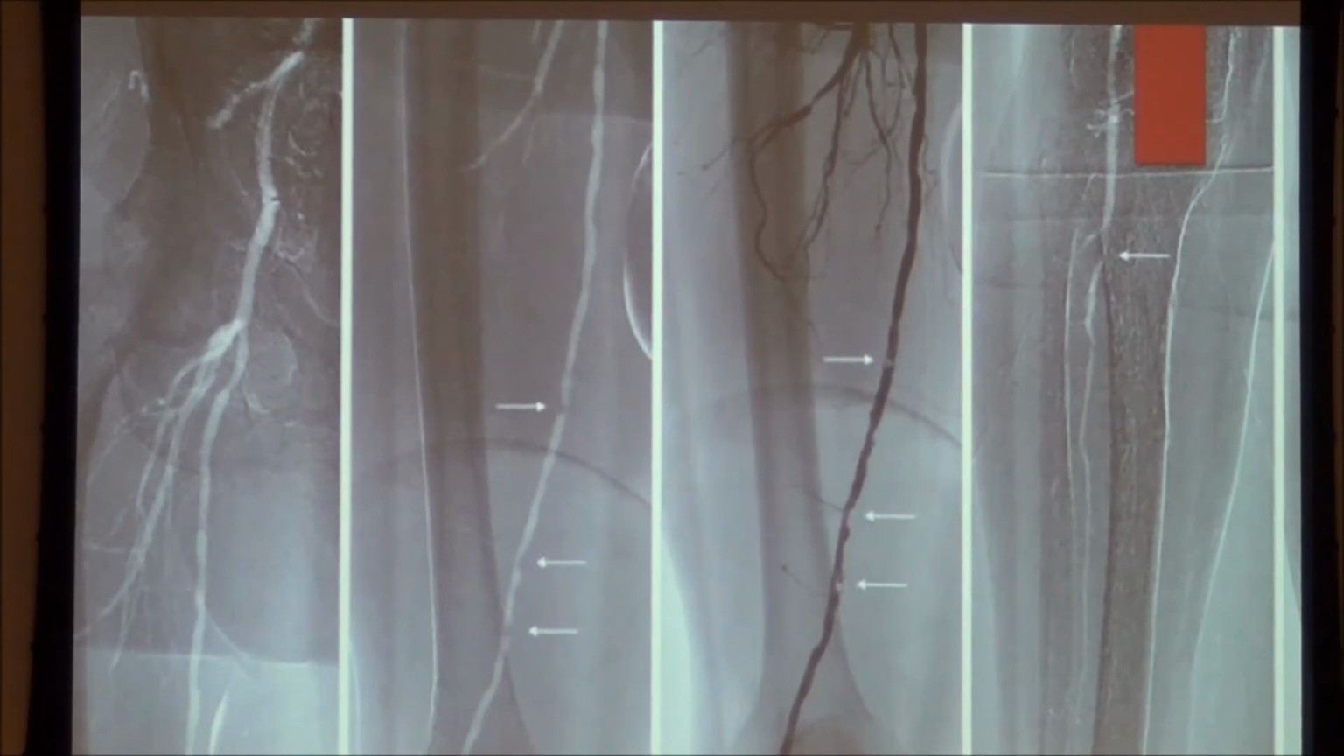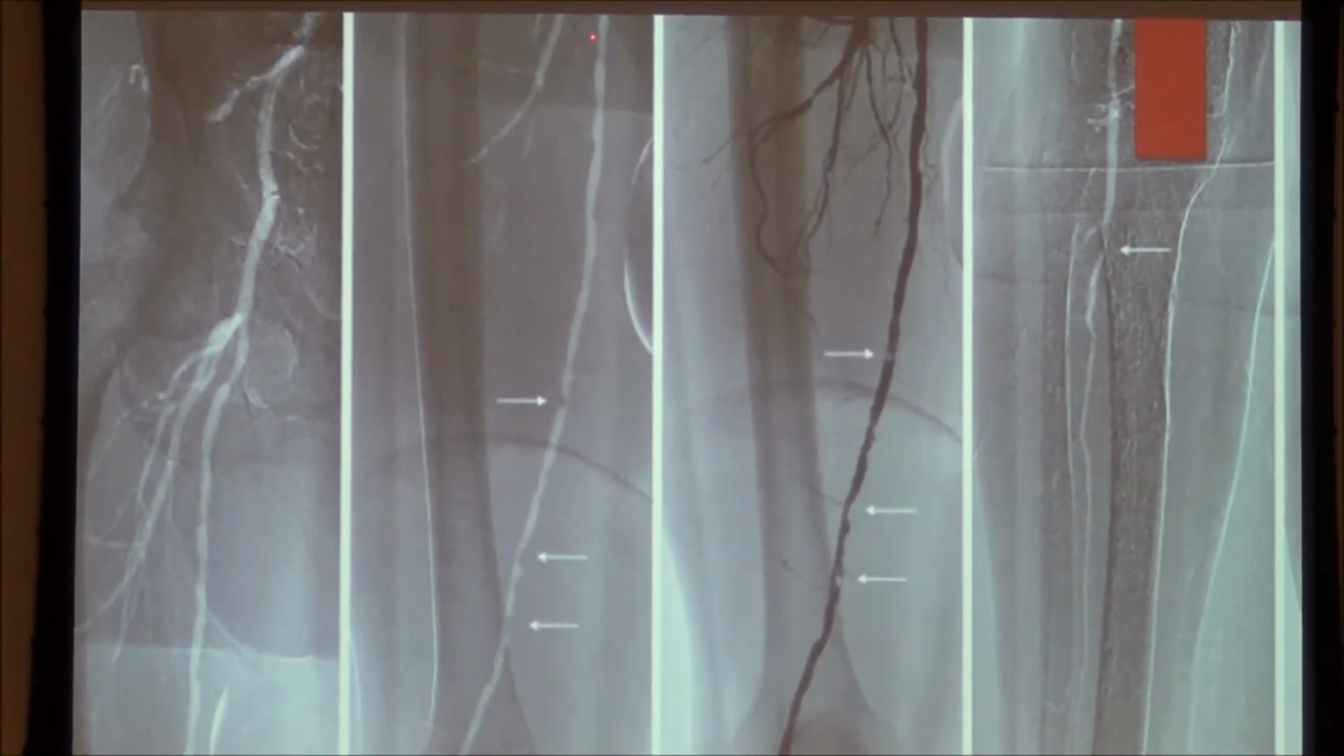These are examples of conventional, subtraction, and CO2 angiograms. So I think, yes, these two are the same vessel. This is the superficial femoral artery. You can see the kneecap, and this is the profunda femoris. This is a conventional angiogram showing a plaque here, showing narrowing here and here.